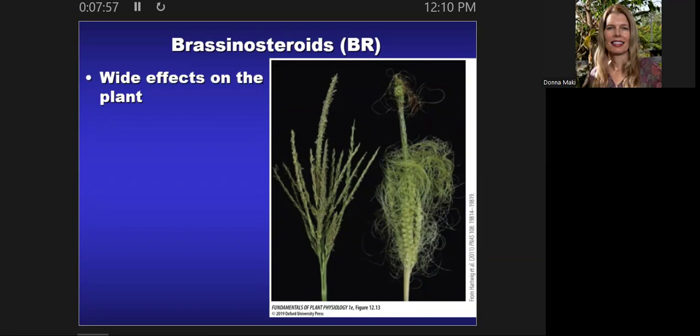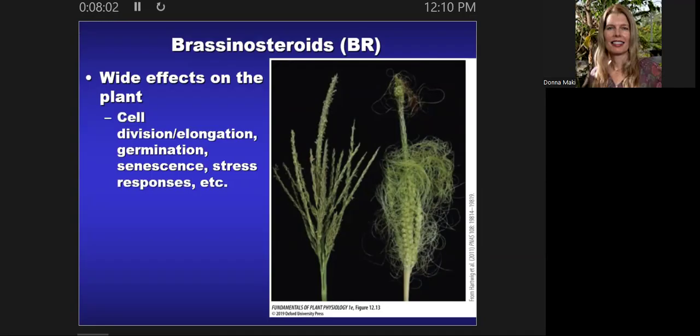What they're saying right now is, well, we think there's wide effects on the plant. So they see that steroids are involved in the cell division and elongation process. You've got germination and senescence, stress. So, I mean, these are all big ticket items here. This is really important stuff that the plant needs to regulate and deal with. And even the sex of the flowers, they're finding the steroids are involved in getting proper flower formation.